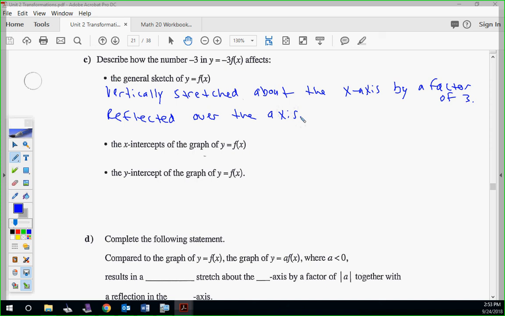We noticed again the x-intercepts, there was no change. The y-intercept was multiplied by 3 and flipped sign. Okay. And again, there's going to be redundant here. Compared to the graph of y equals f of x, y equals af of x results in a vertical stretch about the x-axis, and a reflection on the x-axis.